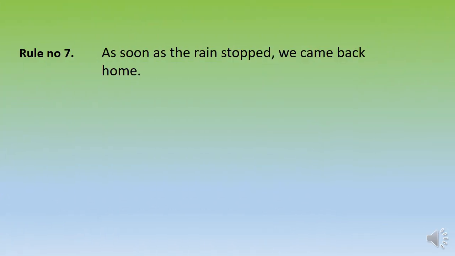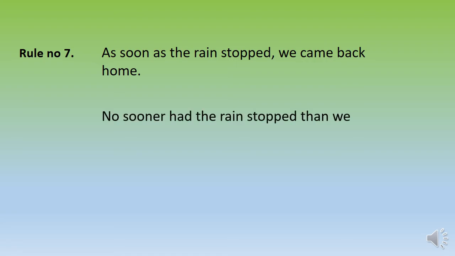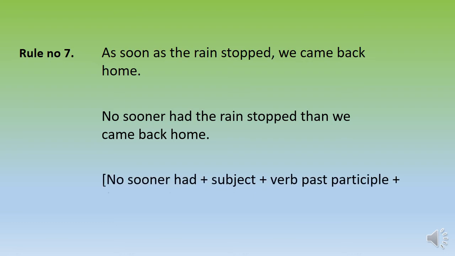Dear students, we have another example on the screen. As soon as the rain stopped, we came back home. What should be the negative form of this sentence? Okay, the negative form of this sentence is, no sooner had the rain stopped than we came back home. Now, the question is, what's the rule here? Dear students, if you look at the structure, then you will get to know the rule. The structure is, no sooner had plus subject plus verb plus participle plus then plus the last part of the sentence.